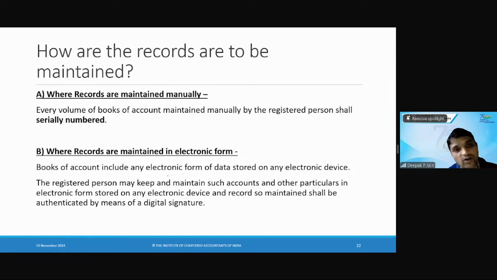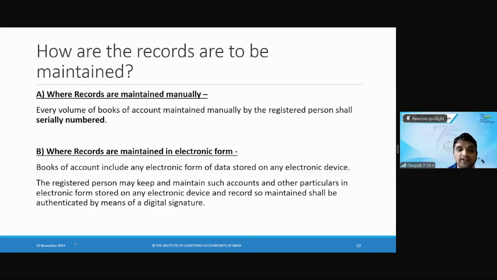Now, how will these records be maintained? Where records are maintained manually or electronically. दोनों ऑप्शन है आपके पास, या तो फिर मैन्युअली मेंटेन करो या फिर इलेक्ट्रॉनिकली मेंटेन करो. अगर आप मैन्युअली मेंटेन करते हो तो फिर द बुक्स ऑफ अकाउंट्स जो है उसका सीरियली नंबर्ड रहना चाहिए. इट कांट बी अब्रप्टली, तो उसको सीरियली नंबर्ड करो.